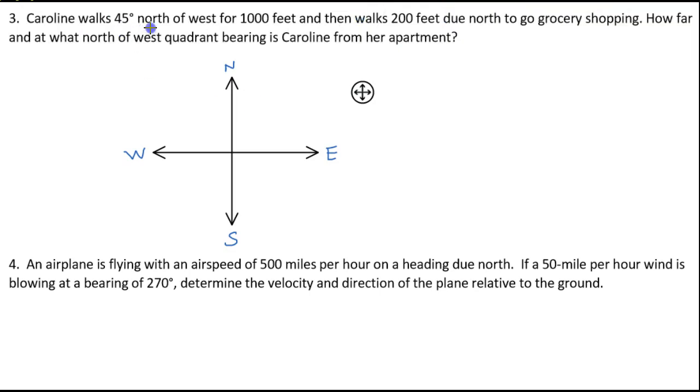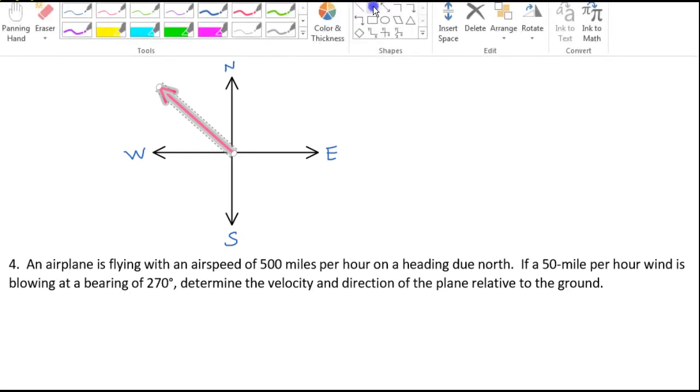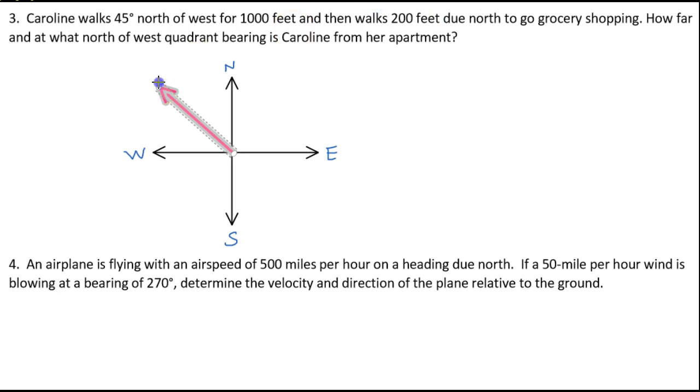She walked 45 degrees north of west. So here's west. 45 degrees north of west would be about here. She did that for 1,000 feet. Then she walks 200 feet due north. So I'm going to make another vector. 200 feet due north. That would be something like this.